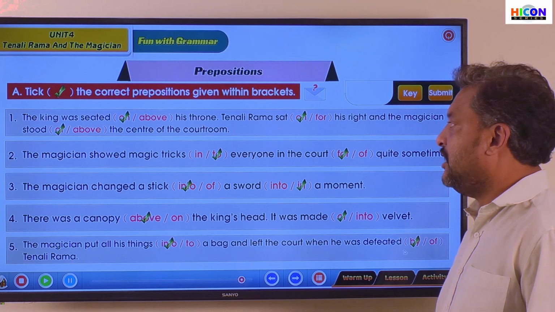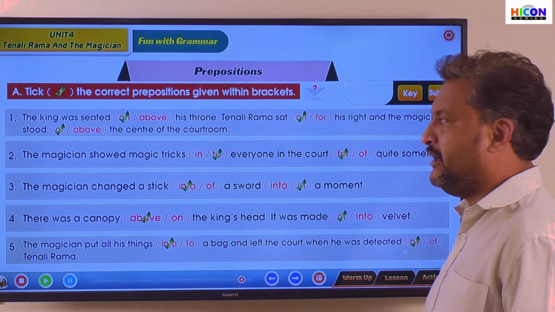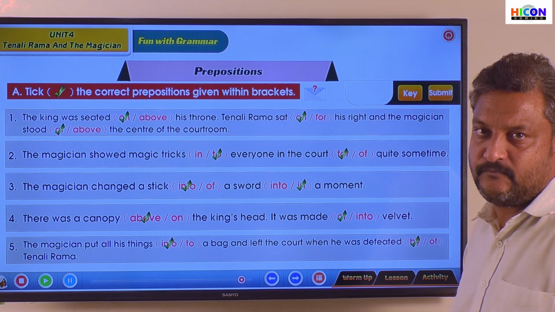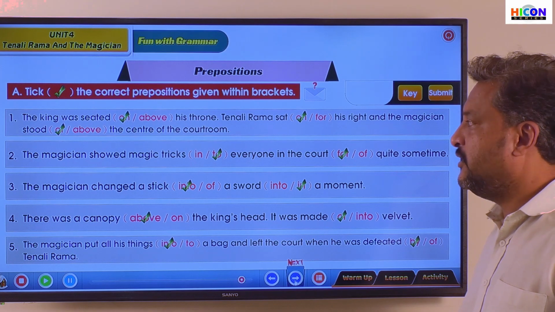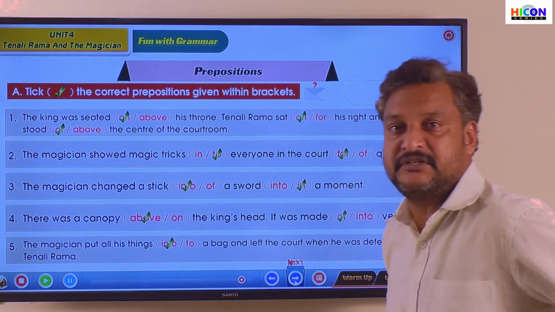Okay. So now I will keep the screen the same for another minute so that you can have a look at this once again. Read the sentences carefully and observe the usage of prepositions in them.